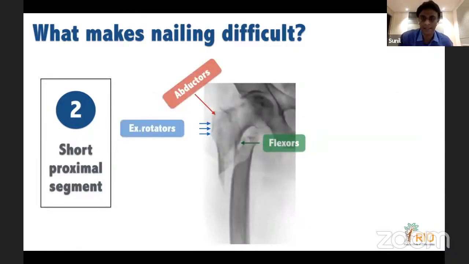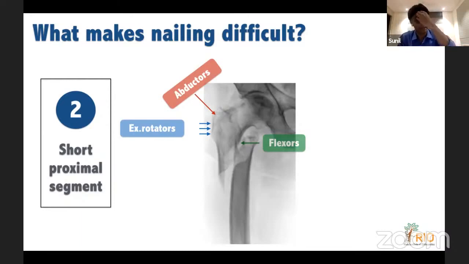Second, as I said, the proximal fragment, which is bound to a tremendous amount of deforming forces, is also short most of the times. And when it is short, it makes it more difficult for us to achieve a reduction. When you have a fracture in the subtrochanteric region that is slightly lower, it tends to behave more like a proximal femoral shaft fracture, and there the reduction is much easier.